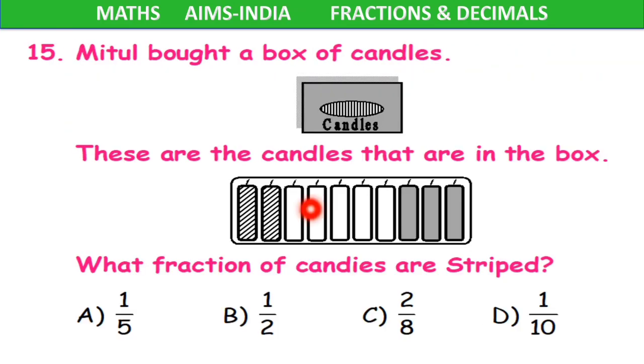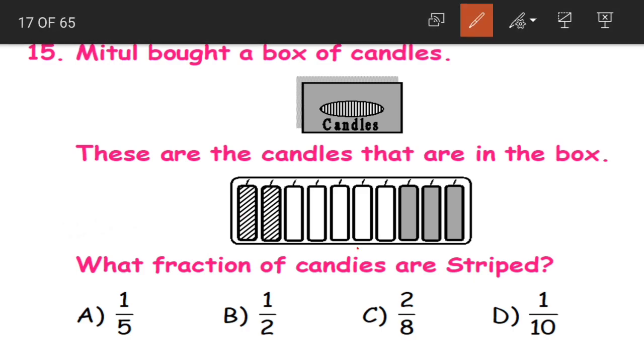Next question 15. Mithul bought a box of candles. These are the candles that are in the box. What fraction of candles are striped? Striped means having lines. Yes, how many candles are having lines? 2. So 2 will be our numerator, divided by what are the total number of candles? 1, 2, 3, 4, 5, 6, 7, 8, 9, 10. So 2 by 10 is our answer here.